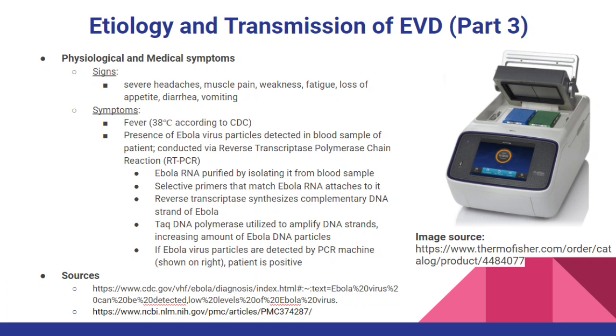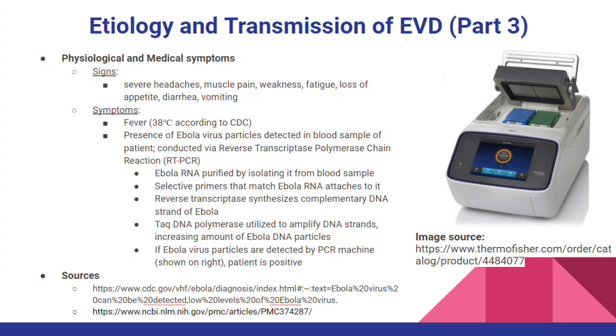Now for the physiological and medical symptoms of Ebola. I will first start by discussing the signs. A person who has Ebola may experience severe headaches, muscle pain, weakness, fatigue, loss of appetite, diarrhea, and vomiting. As for the symptoms, one that can be measured by medical personnel is whether they have a fever. And according to the CDC, fever is a body temperature that exceeds 38 degrees Celsius.